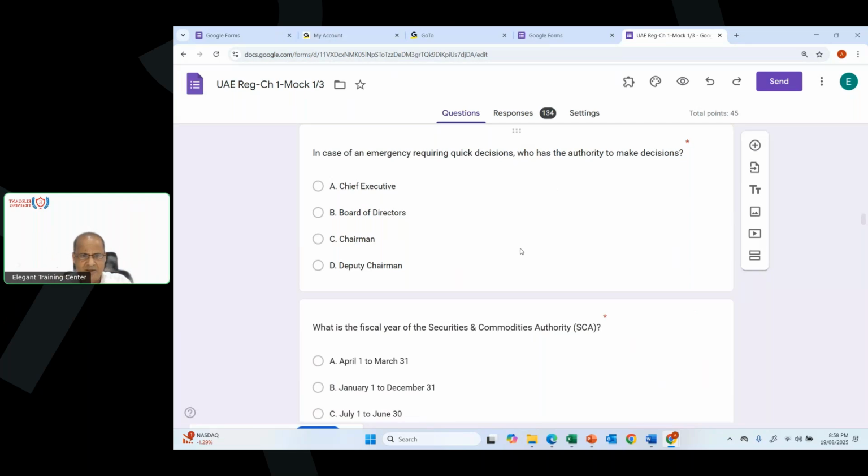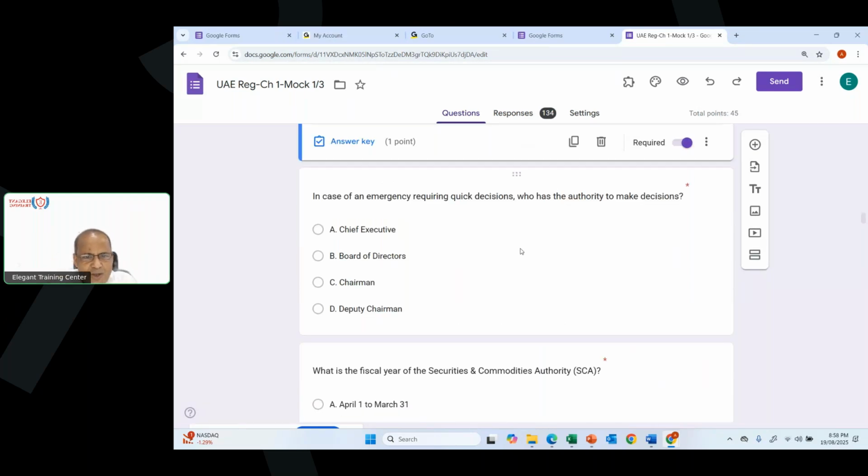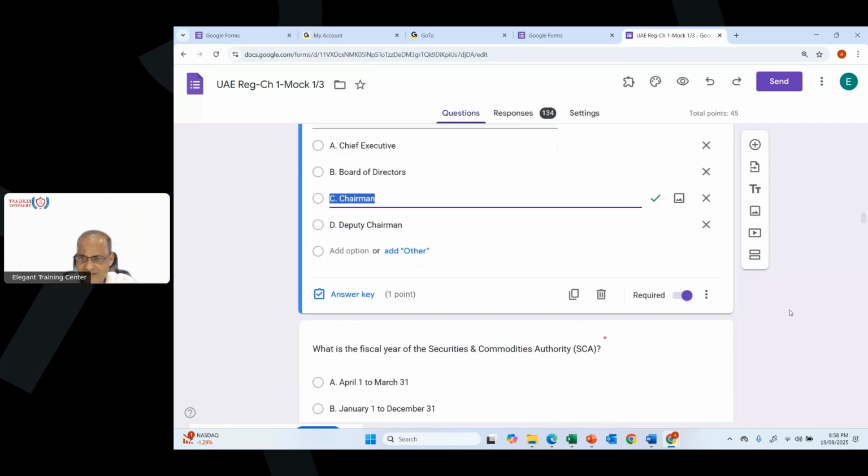In case of emergency requiring quick decisions, who has the authority to make decisions? Chairman. Yes. Next.